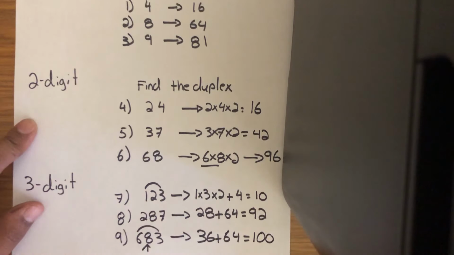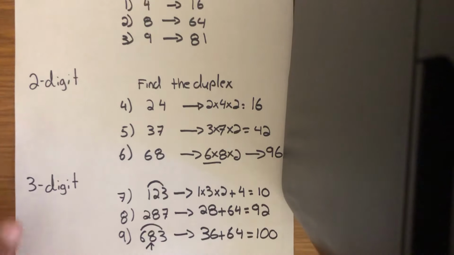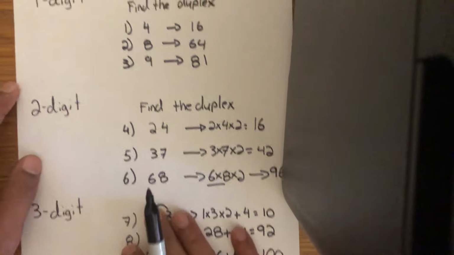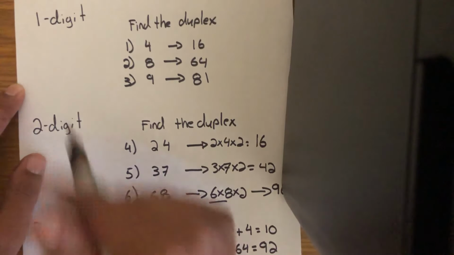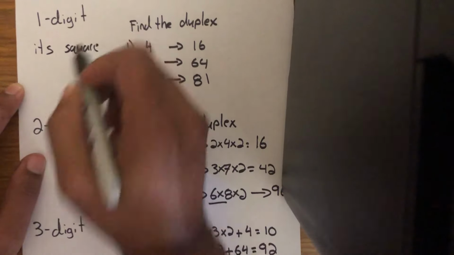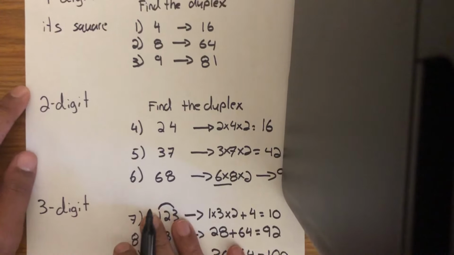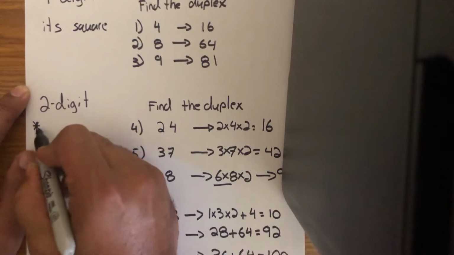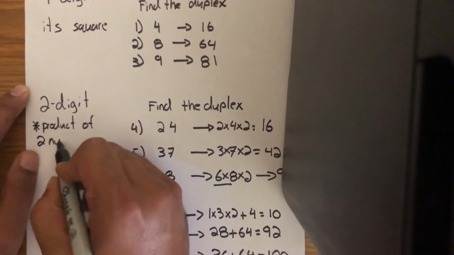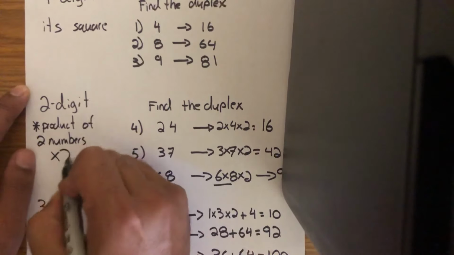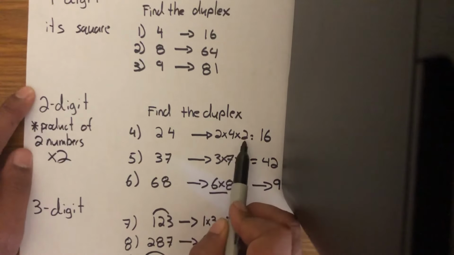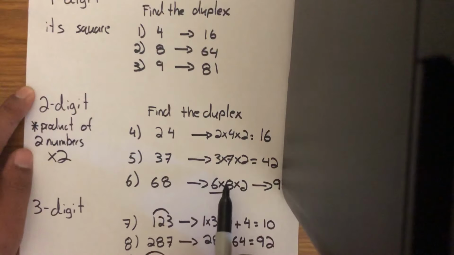Okay? Once you understand this idea of a duplex, finding the squares of numbers will be really easy. So let's just recap. The duplex of a 1-digit number is just its square, okay? The duplex of a 2-digit number is the product of the two numbers, and then you multiply that by 2, okay? So for example, here I had 2 times 4, I started with that, then I just did times 2, 3 times 7 times 2, 6 times 8 times 2.